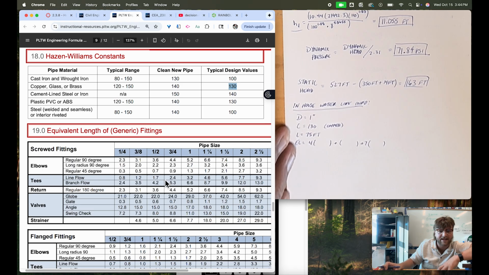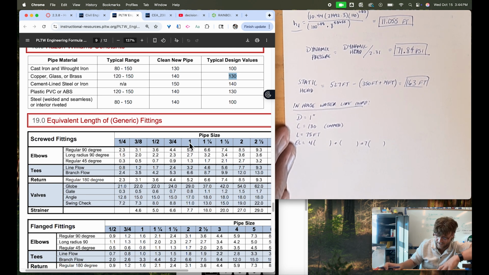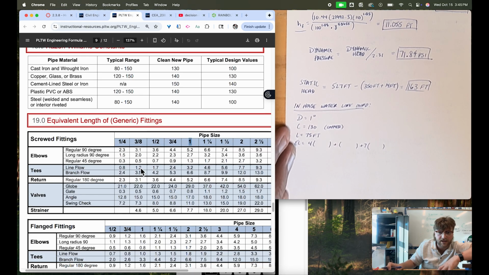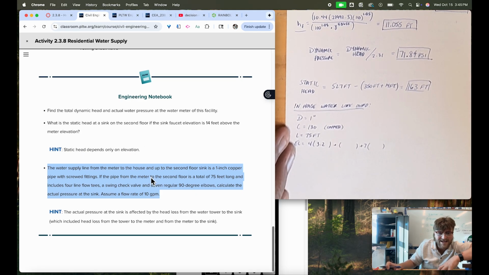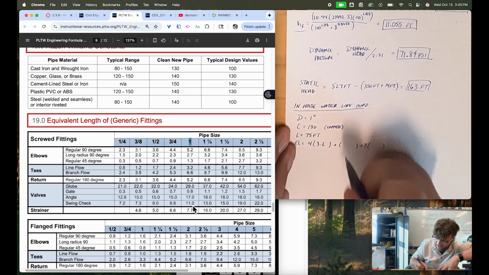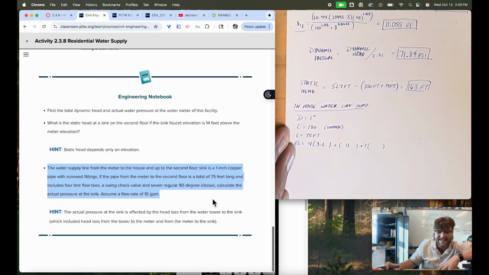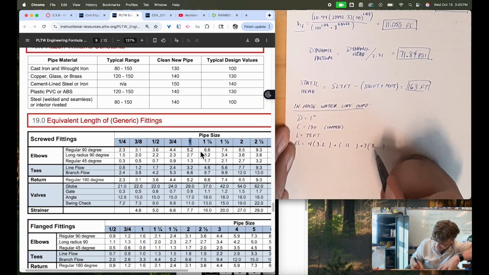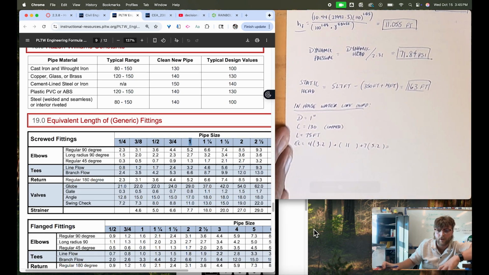So let's go ahead and pop back in here. We've got the screwed fittings. This is for a pipe diameter of 1 inch. So we've got 4 of the line flow tees. So we're going to go to tees, we're going to go to line flow. We see that that is 3.2 feet for the equivalent length. Then we've got 1 swing check valve. So we're going to go to valve, swing check. That's going to be 11 feet as the equivalent length. And then we've got 7 regular 90-degree elbows, so it's the same case as our flange fitting, it's just the first row. So 7 times 5.2.